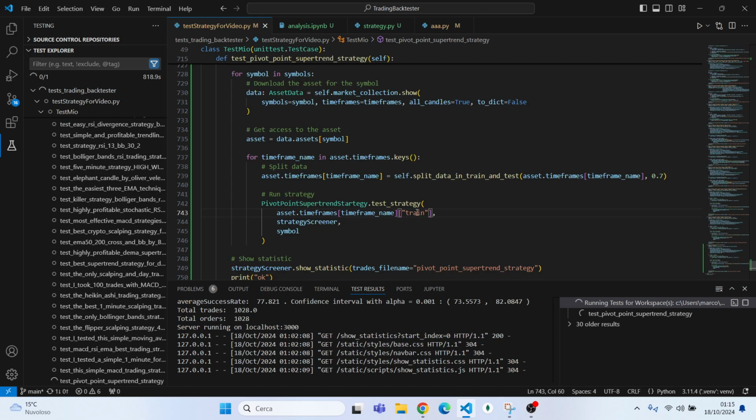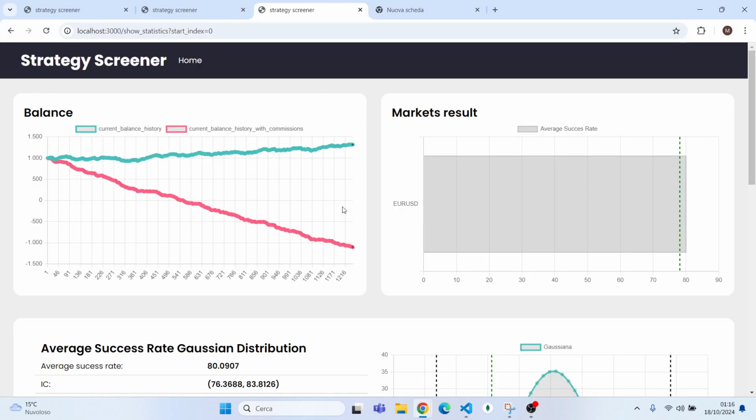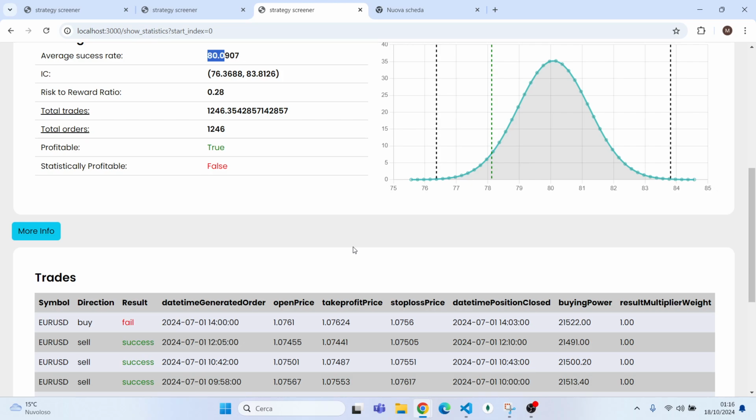But now let's see if we have improved the strategy or not. Let's run the strategy again and let's see the new average success rate. Okay, as you can see, we have made some improvements. The new average success rate is 80%, so now the strategy is slightly profitable, but it's not profitable with commissions. Again, a disastrous result with commissions. So definitely this is not a good trading strategy.